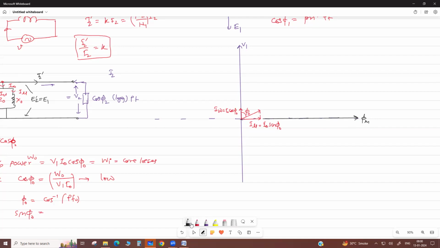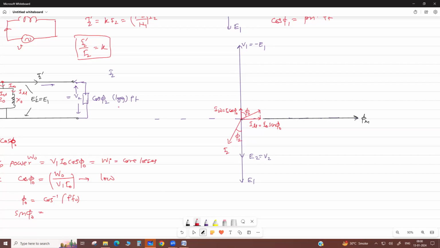Magnetized. Then there is an induced voltage, E2 and E1. Their magnitude depends on the number of turns, but they are in the same phase. Now this is equal to V2, and this is minus E1. Now if there is a load, then I2 is the secondary current. This is the I2 current. It will lag by phi 2.